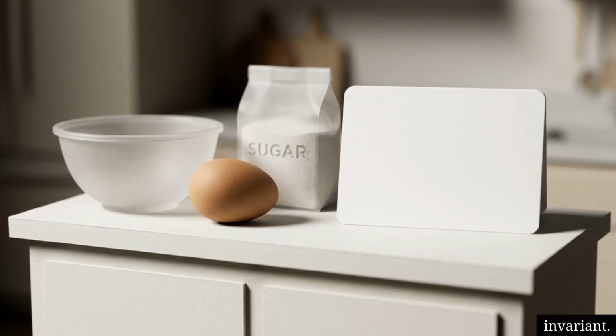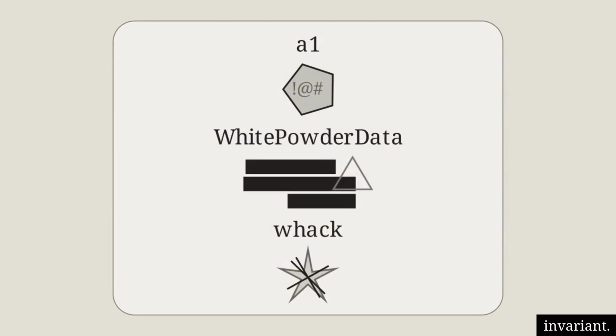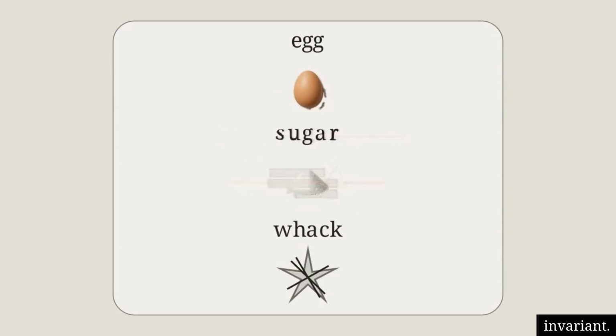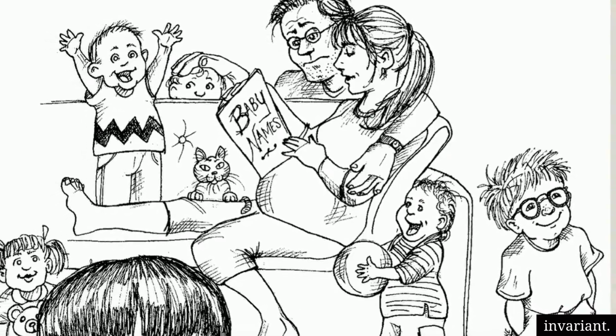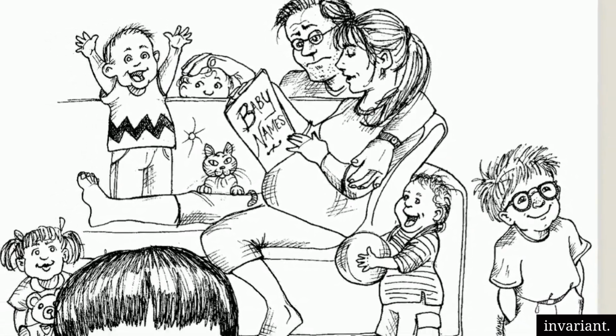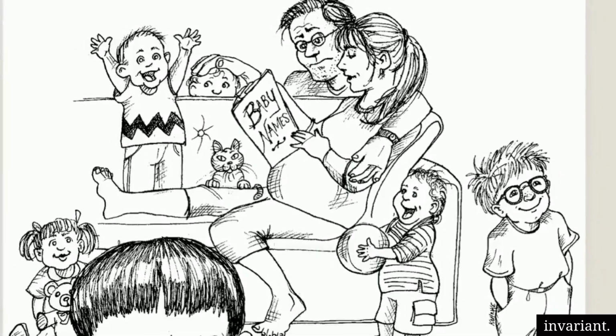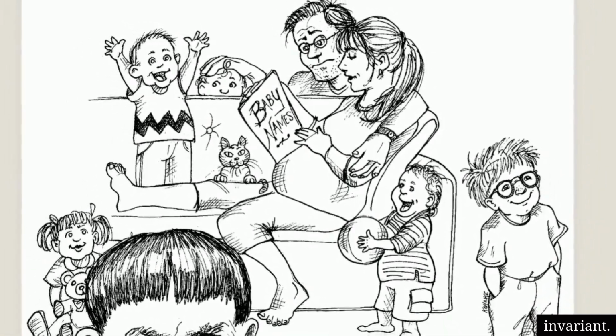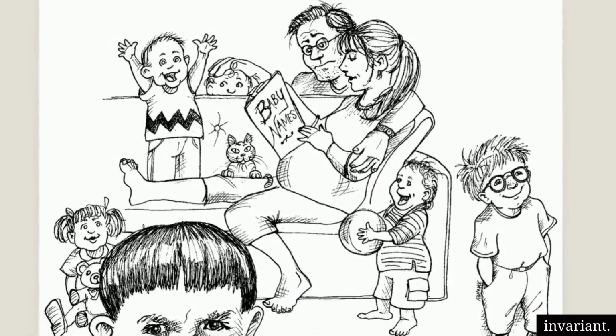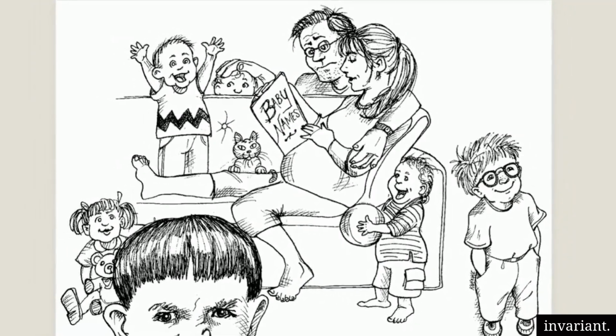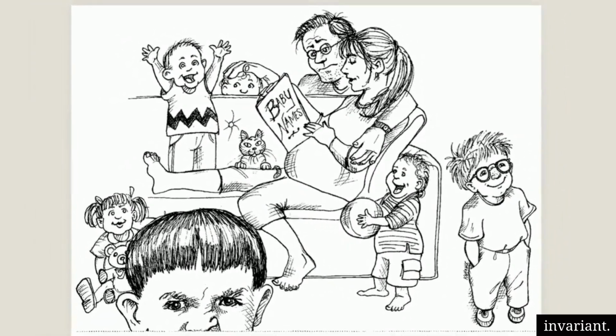Let's return to the recipe that started this. By swapping encoded noise for accurate nouns and precise verbs, the instructions become elegant. A1 becomes egg, white powder data becomes sugar, and whack becomes crack. Choosing good names requires intense care and frequent reevaluation. We take great care when assigning identity in our personal lives, and we should apply that same standard to our systems. Renaming a bad label is an act of continuous improvement.